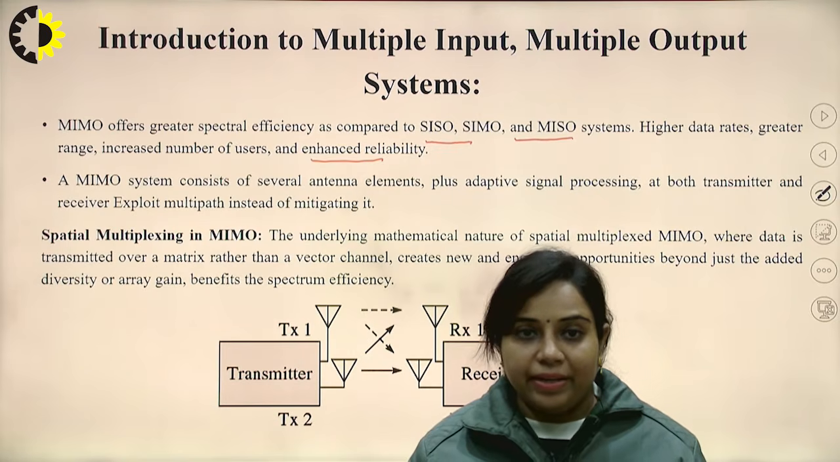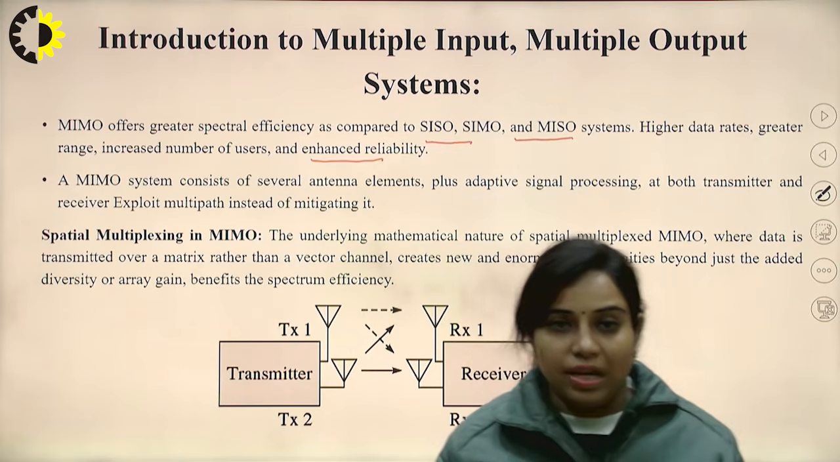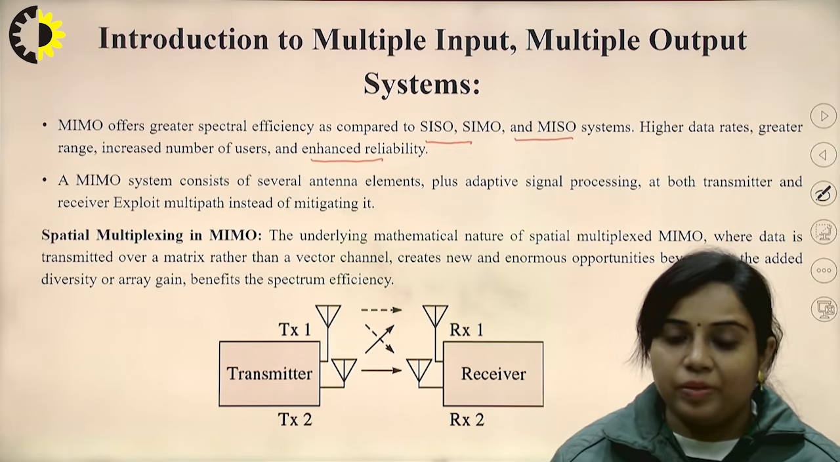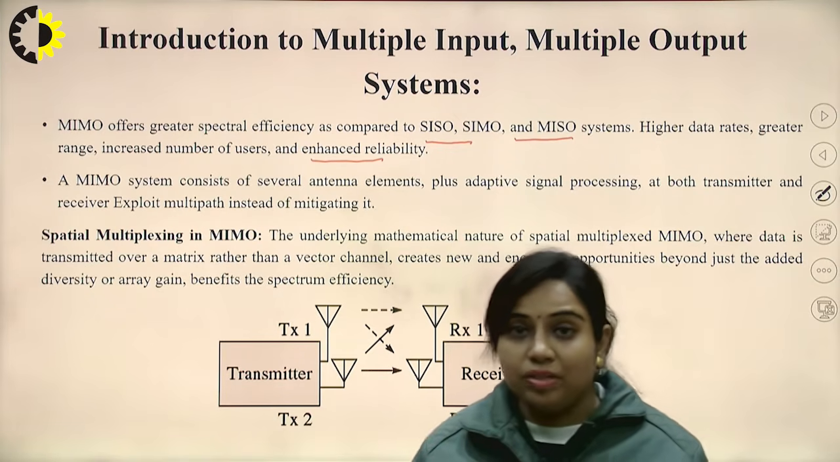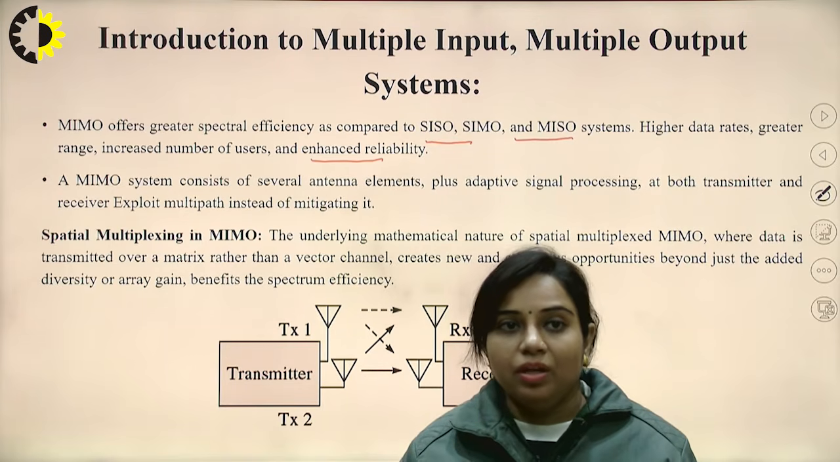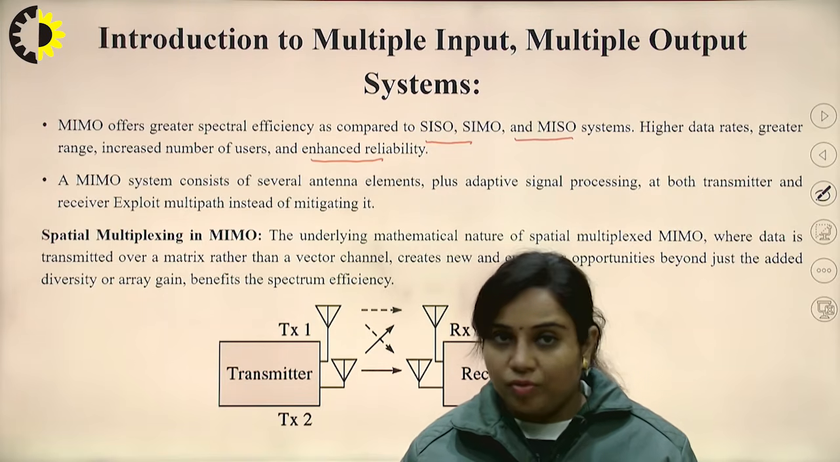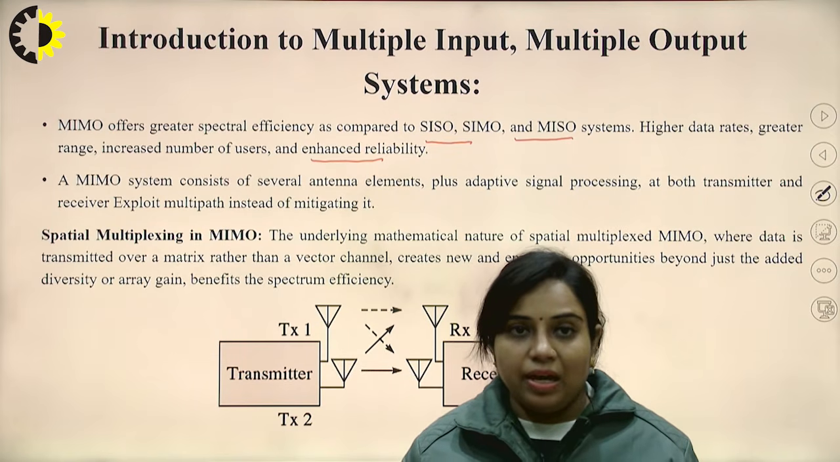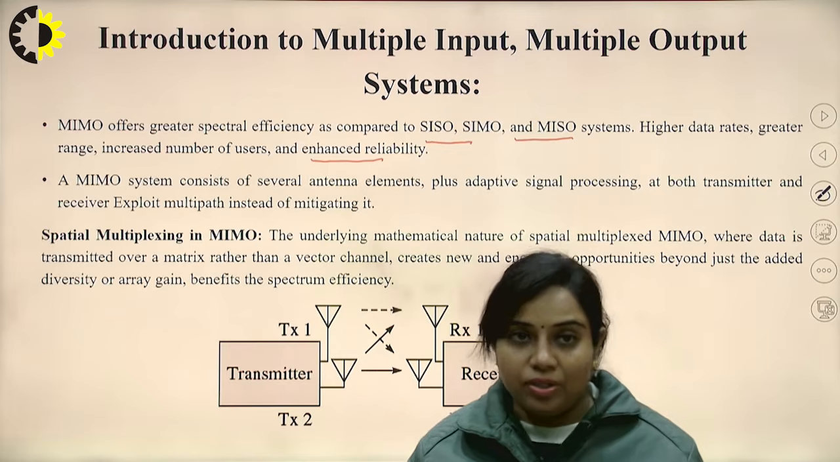It will cover greater range because, since a larger number of users are there, all the users are not present at the same place. They are present at different ranges, so a greater range will be covered, and it will increase the number of users definitely, because the transmitters and receivers have increased in number, and it has enhanced the reliability also.